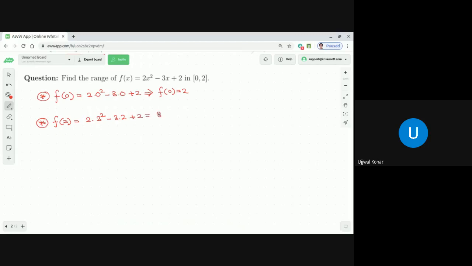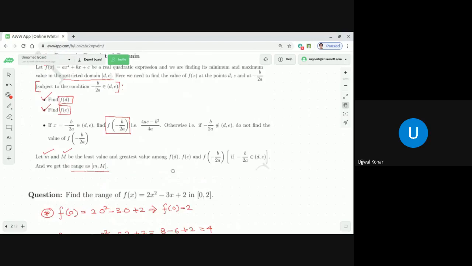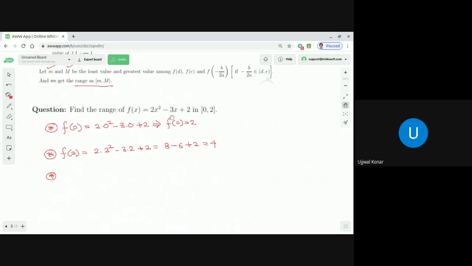It is 8 minus 6 plus 2. That is equal to 4. So the first value we get is at 0, which is 2, and the second value we get at 2 is 4. Then we need to first find whether minus b by 2a belongs to the open interval 0 to 2 or not, according to the theory.